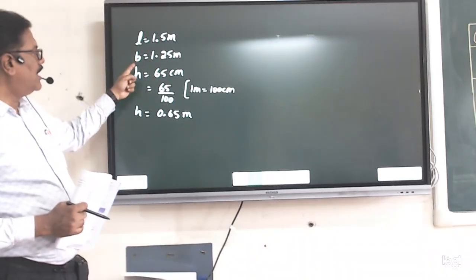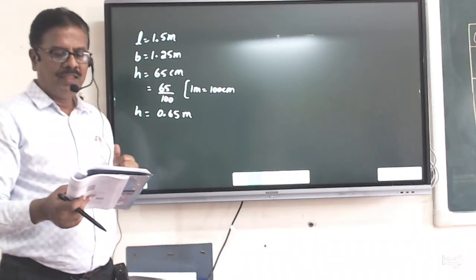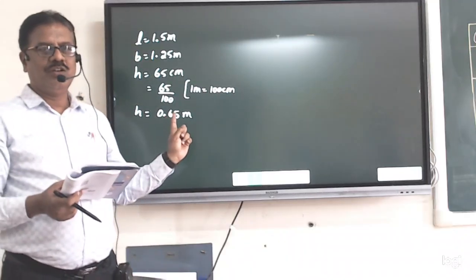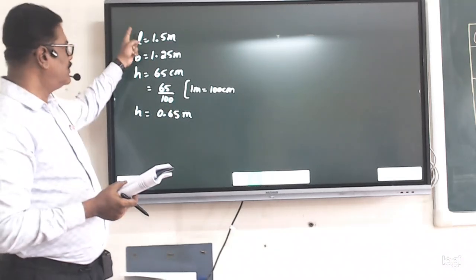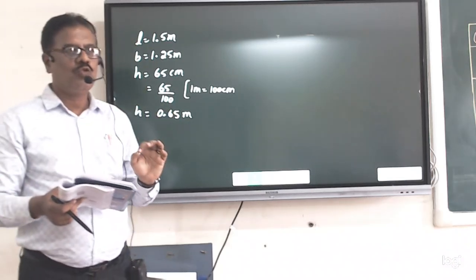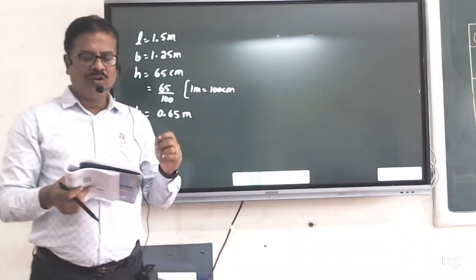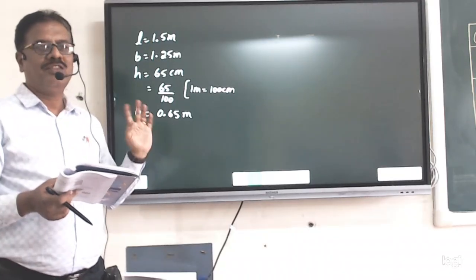I know L, I know B, I know H. Now let me see what has to be calculated. Now it is open at the top. Just now an example I took. Now I am reading the question. The question says because of 3 dimension definitely it is a cuboid and the question says the top has been kept open. Now I should find the area of the sheet required to prepare this box.